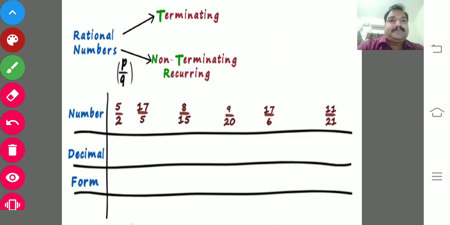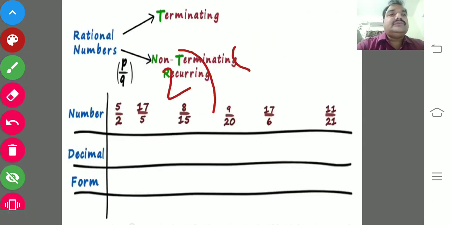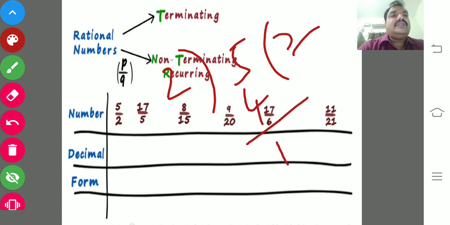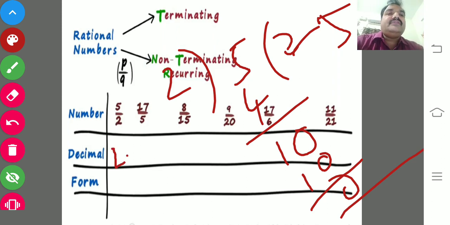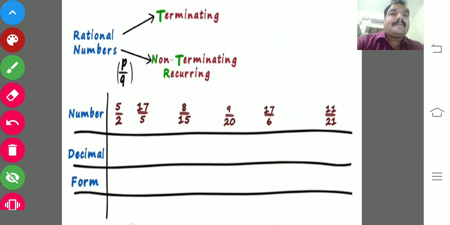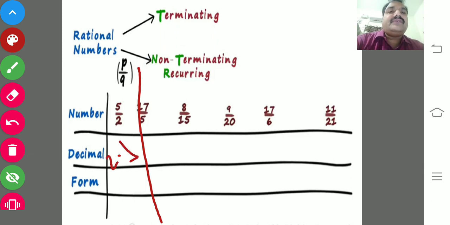Yes, here one worksheet is there. Here some numbers are given, 5 by 2. So 5 by 2, you just go with the long division method. 2 2s are 4, 1 point, 2 5s are 10. So that's it. Here you write 2.5. The first answer is 2.5.